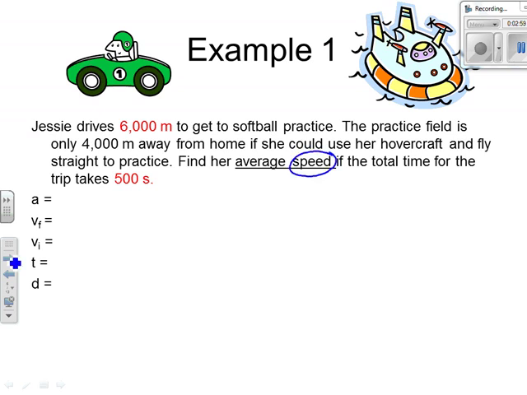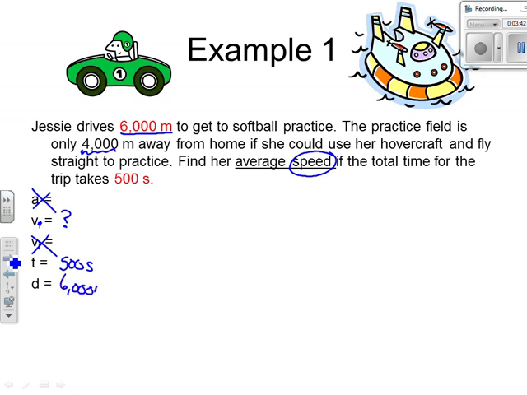All right, so important things to note are speed. And why are we using this one instead of that one? Well, 6,000 meters is her distance. 4,000 meters would be the displacement. Speed is the distance divided by time. Okay. So, do I have an acceleration? I don't see one. Do I have a final velocity? I don't see one. But that is what I'm trying to find, technically. Yes. Velocity. We're going to be looking for velocity. And I don't care about my initial velocity. Do I have a time? Sure do. 500 seconds. And my distance is? 6,000 meters.